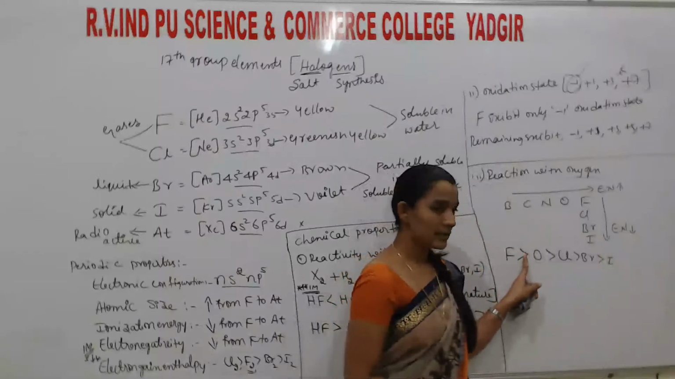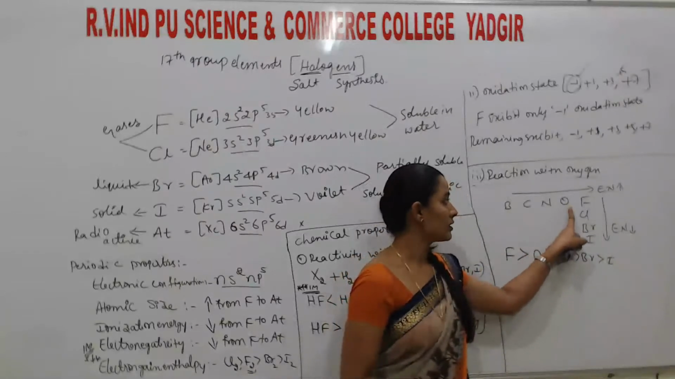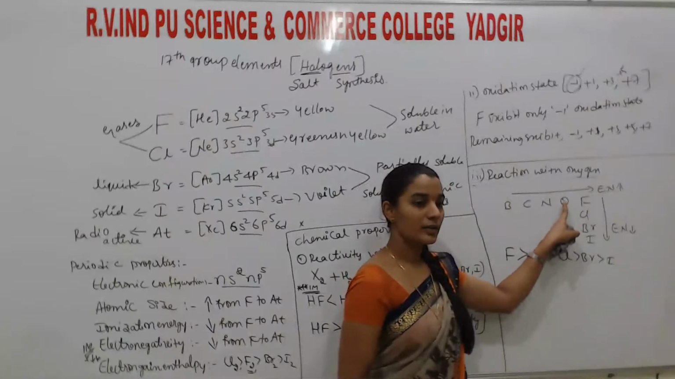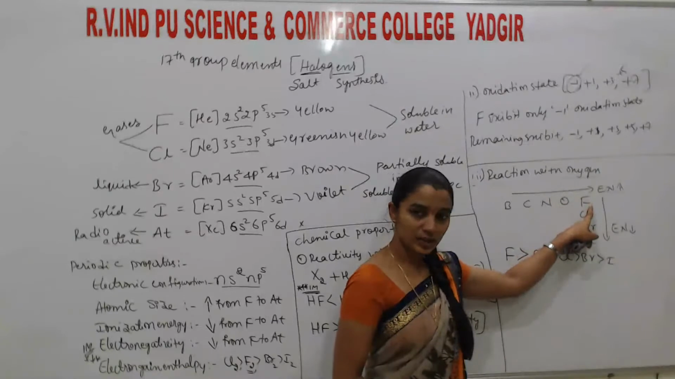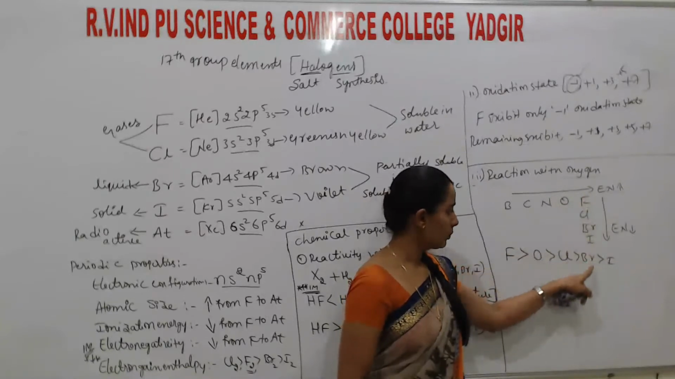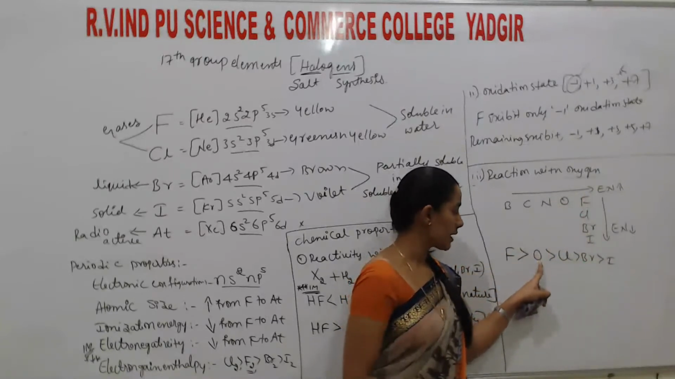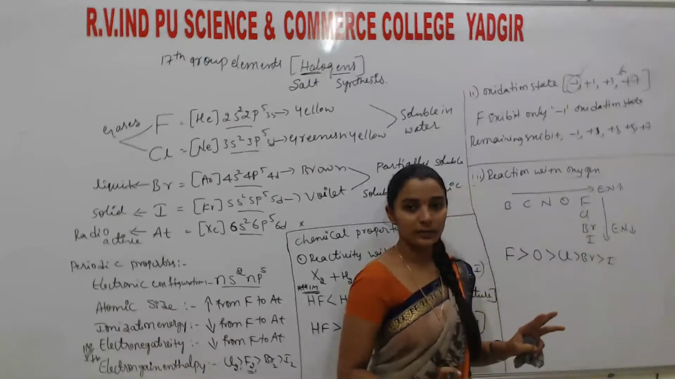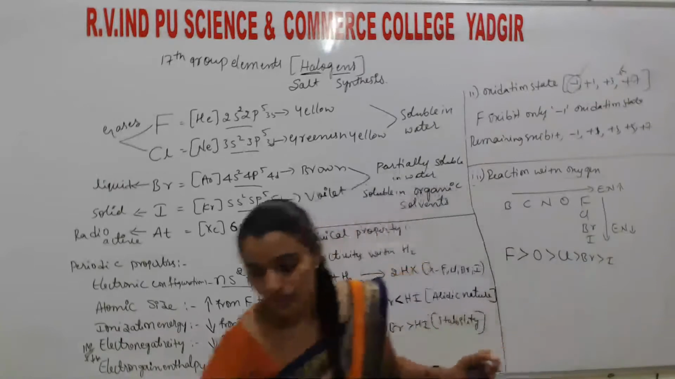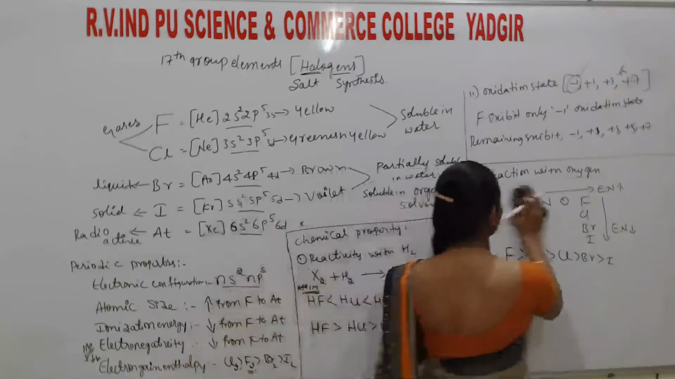Fluorine is more electronegative than oxygen because oxygen is present in the 16th group and fluorine is present in the 17th group. And along the group it decreases, which means of course oxygen is more electronegative than chlorine, bromine and iodine. This is the trend. Okay, so that means why did I write this? Listen.